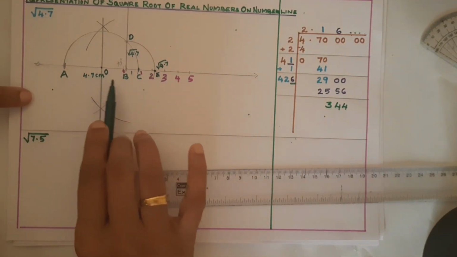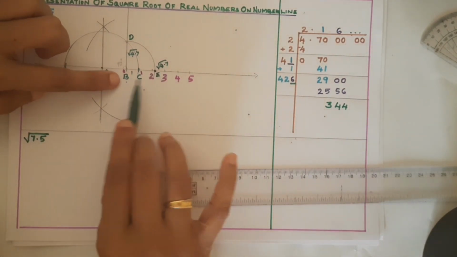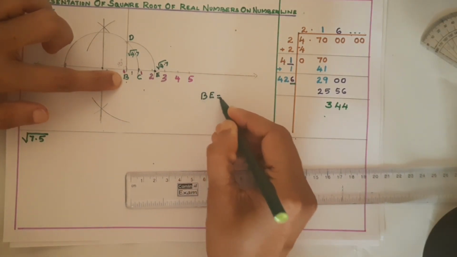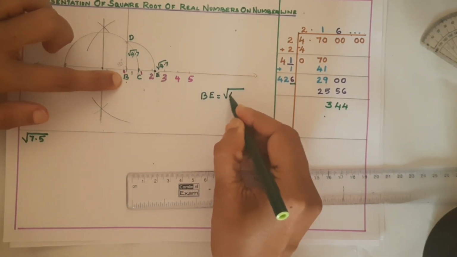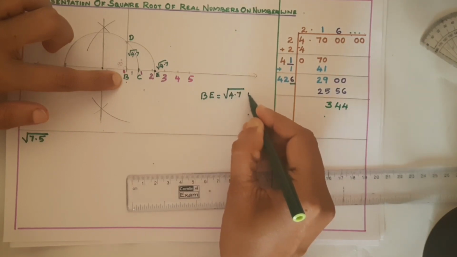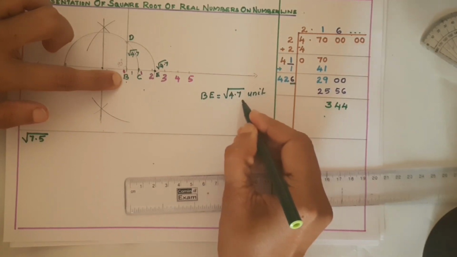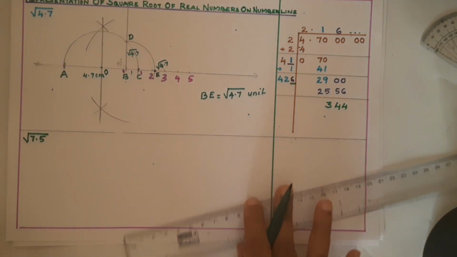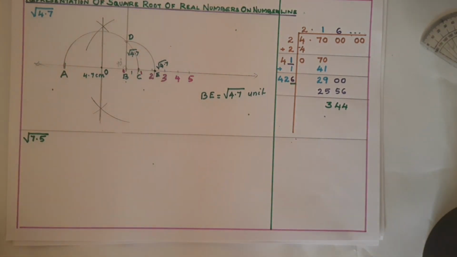So the length of BE will be square root of 4.7 units. Okay, children, did you understand? Now what are the steps? When I explain the next question, you will get more idea. So what is the next question?